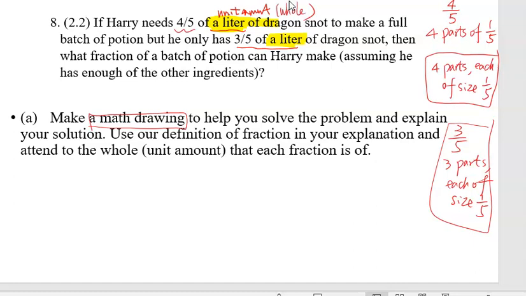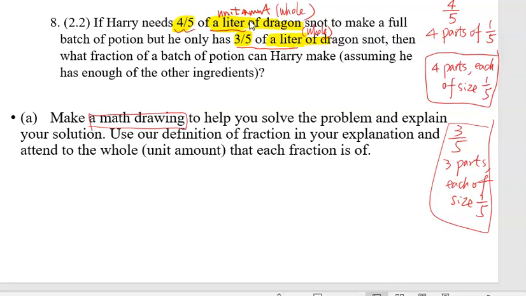And this is a portion of a liter, the whole. To make a full batch of potion, so that's sort of like the recipe, we need 4/5 of a liter. But he only has 3/5 of a liter. So the second fraction also has a liter as our whole. It looks like these two fractions have the same whole. So when you draw the paper strips and the strip diagram, make sure they have the same length, because both of them are out of a liter.